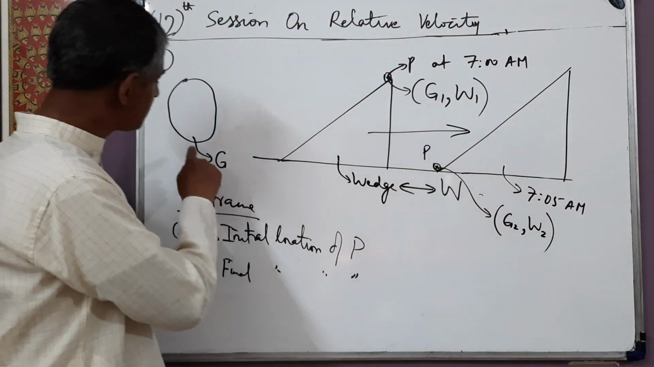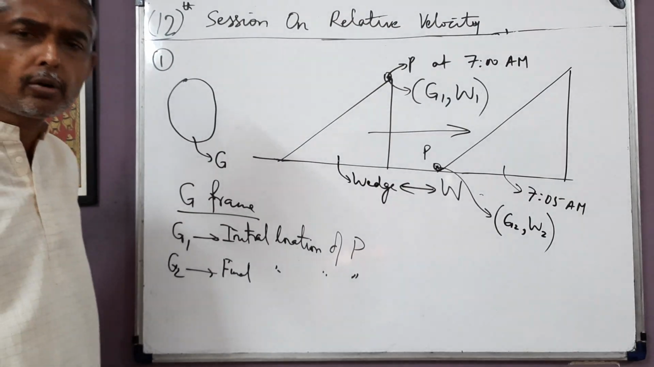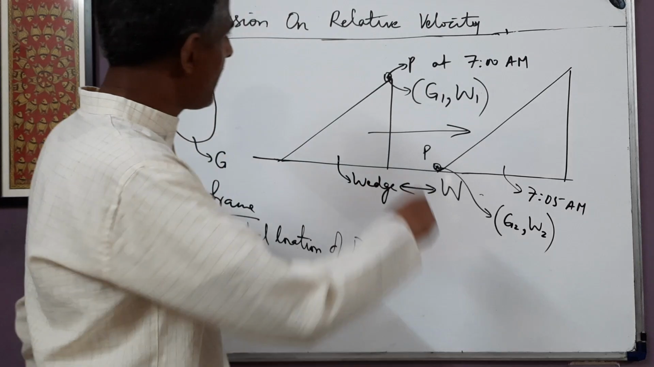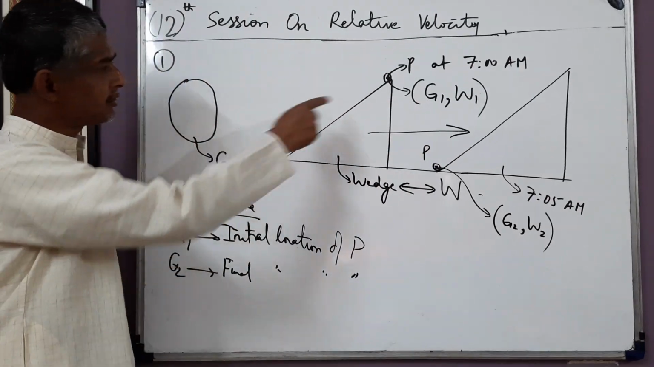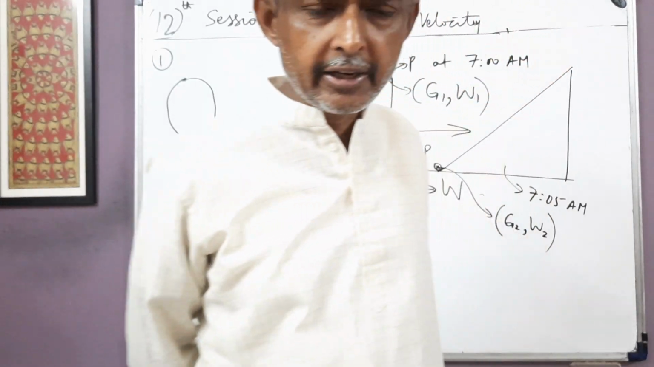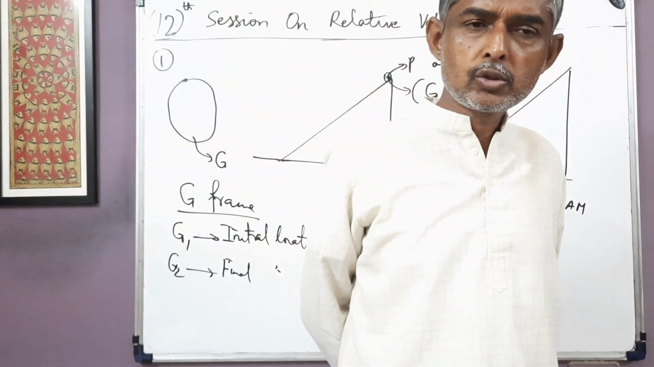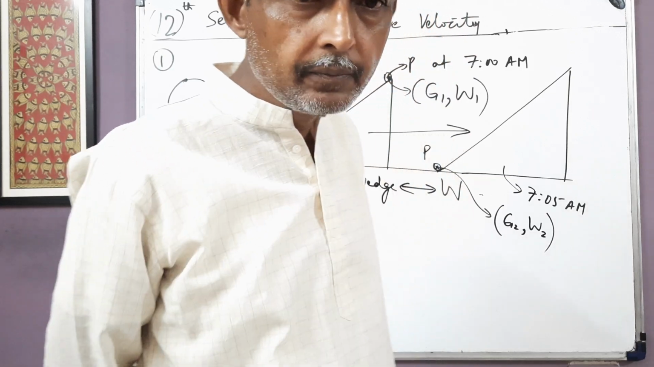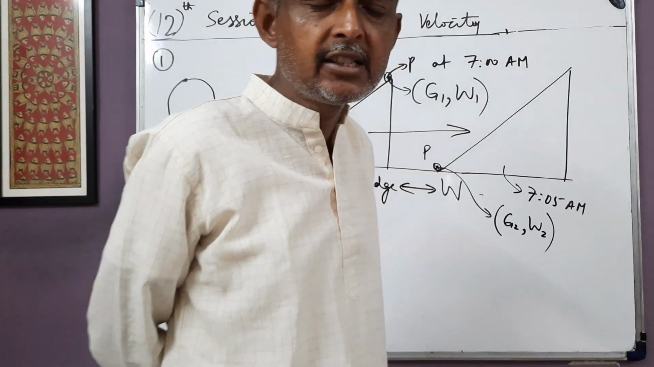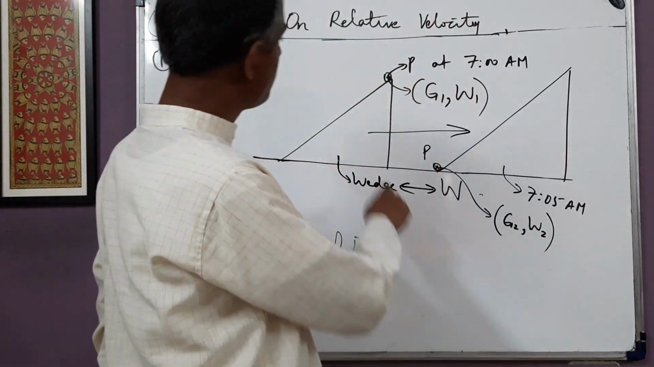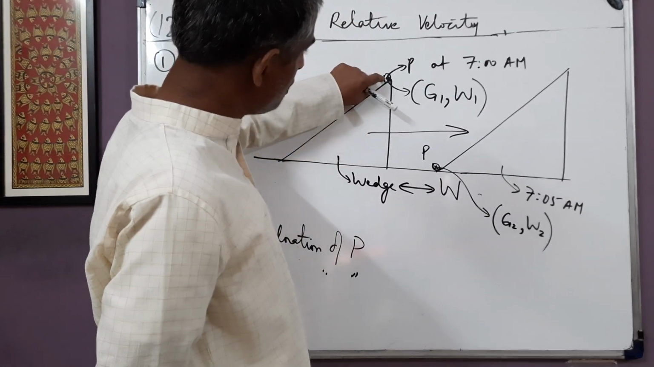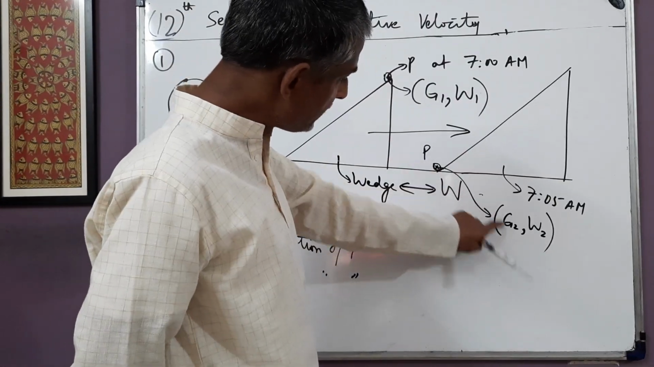So now, as I mentioned just now, the diagram is being drawn from ground frame. With respect to ground, ground is at rest. And G1 is rigidly connected to ground because it's a real or imaginary location of ground frame. So if G doesn't move, then G1 also doesn't move. This means at 7:05 am, G1 will appear to be at the same location as it was at 7 am. At 7 am, G1 is at this location. So at 7:05 am also, G1 will be at the same location. And at 7:05 am, G2 is at this location.